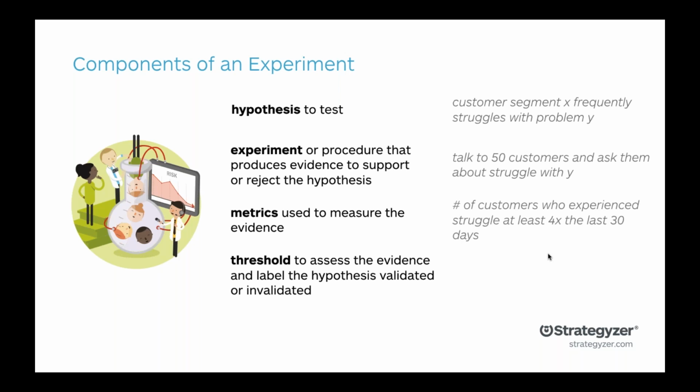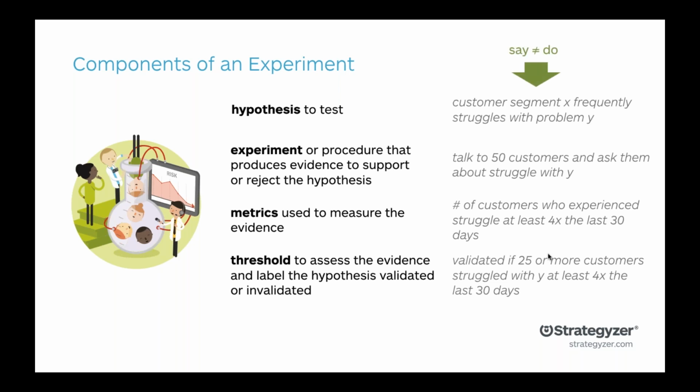And then, based on the number of customers who experienced the struggle at least 4 times in the last 30 days, that's what we're looking for. That's our key metric in this experiment. And we're going to validate it if 25 or more customers struggled with Y at least 4 times in the last 30 days. Great.